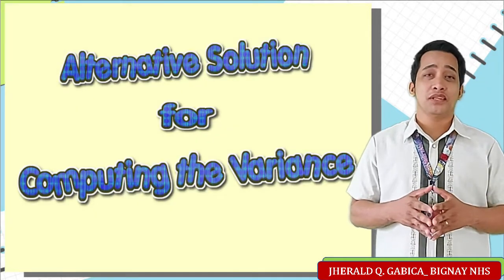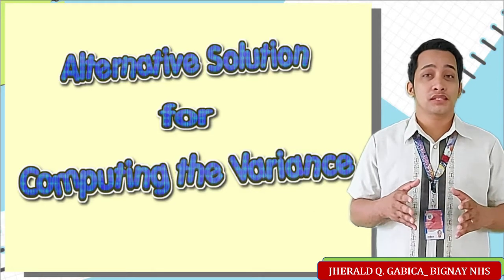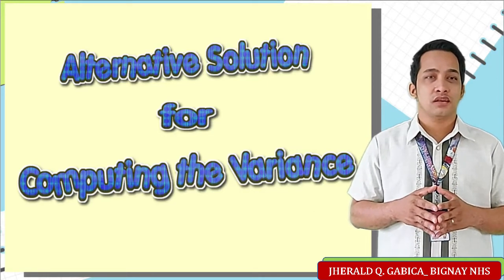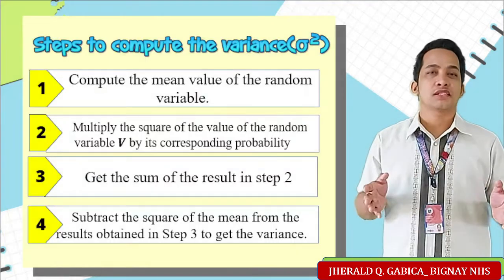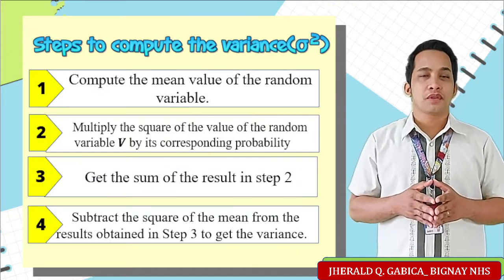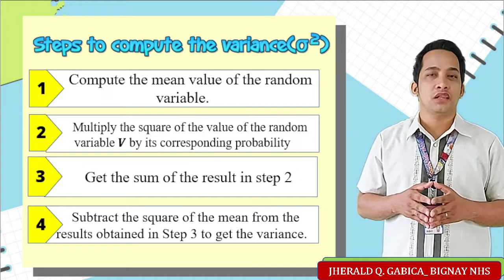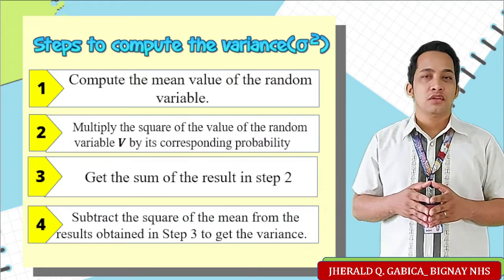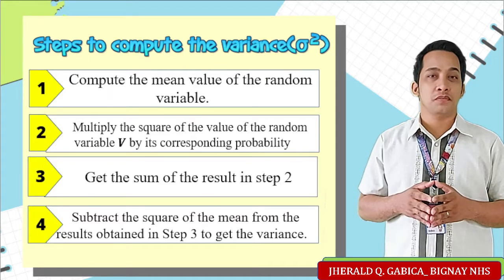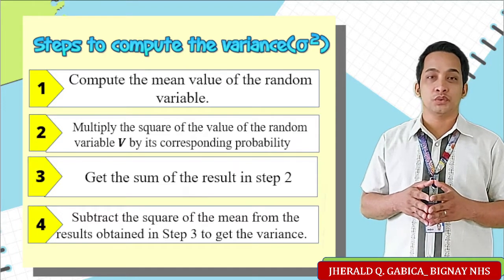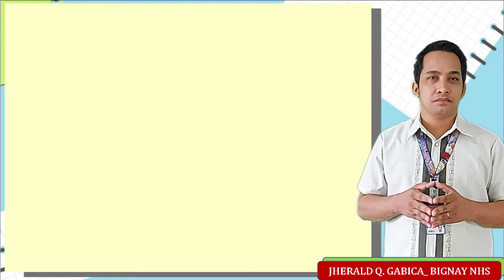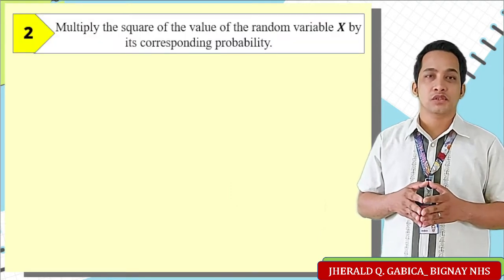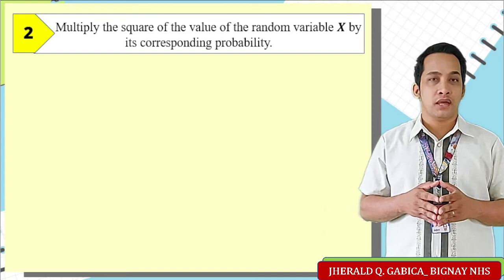Using the same example in number 1, here are the steps in computing the variance. So the alternative solution in computing the variance, let's have our steps. For step number 1, we need to compute the mean value of the random variable. So a while ago, we have solved the value of the mean, and our mean is equal to 1.